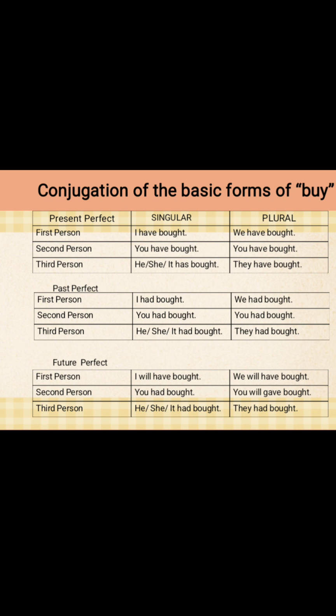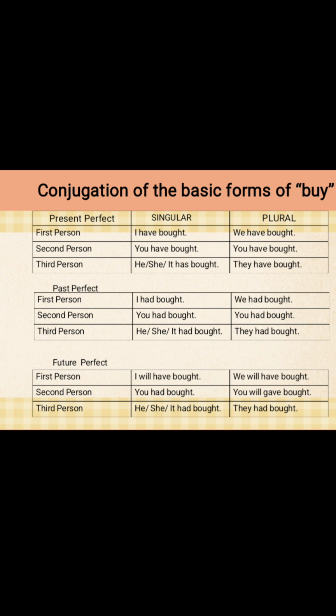So we move on to the past perfect. So past perfect, we use here or we add here the word had plus past participle. So in the first person, I had bought. Second person in the singular, you had bought. He, she, it had bought. And plural, we had bought. You had bought. They had bought. So past perfect is the action was completed before another past action.